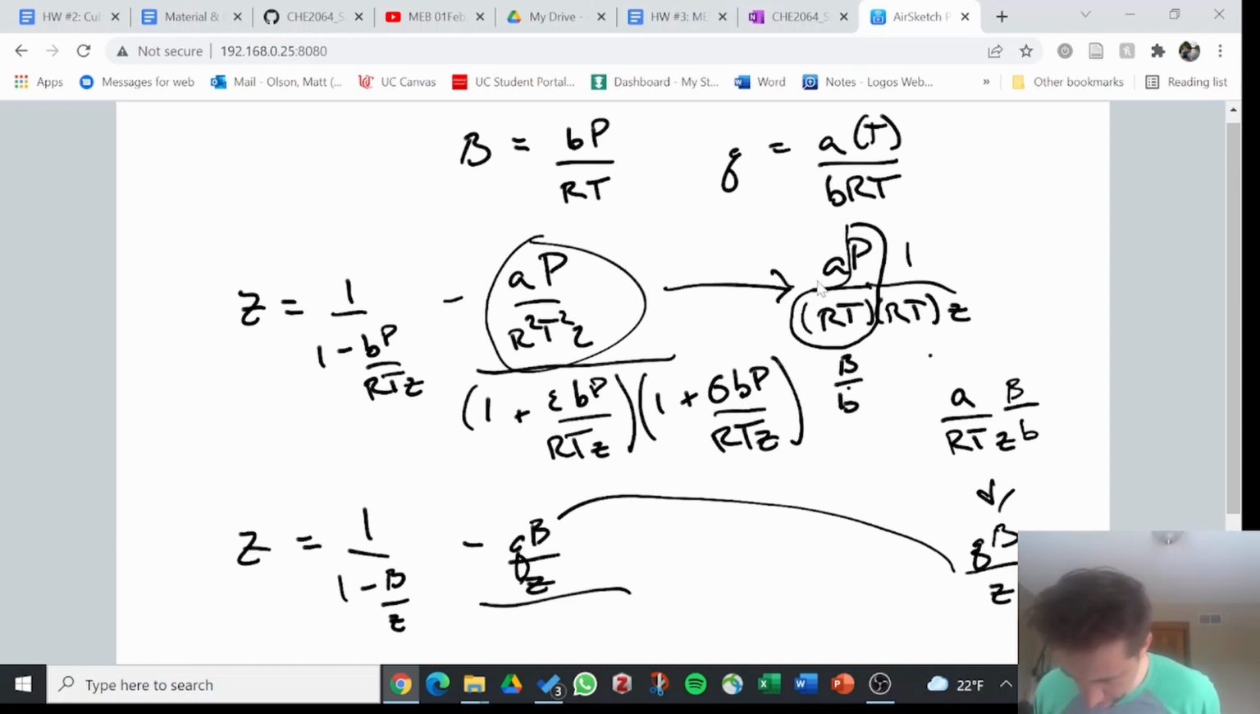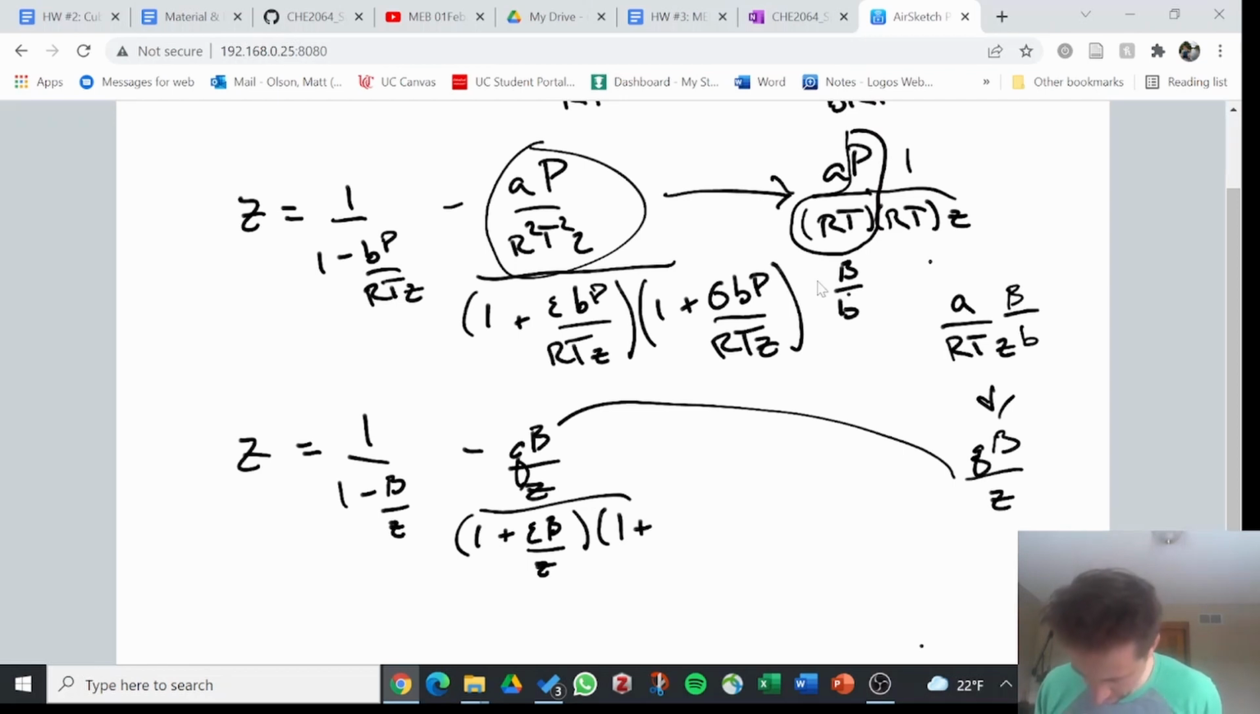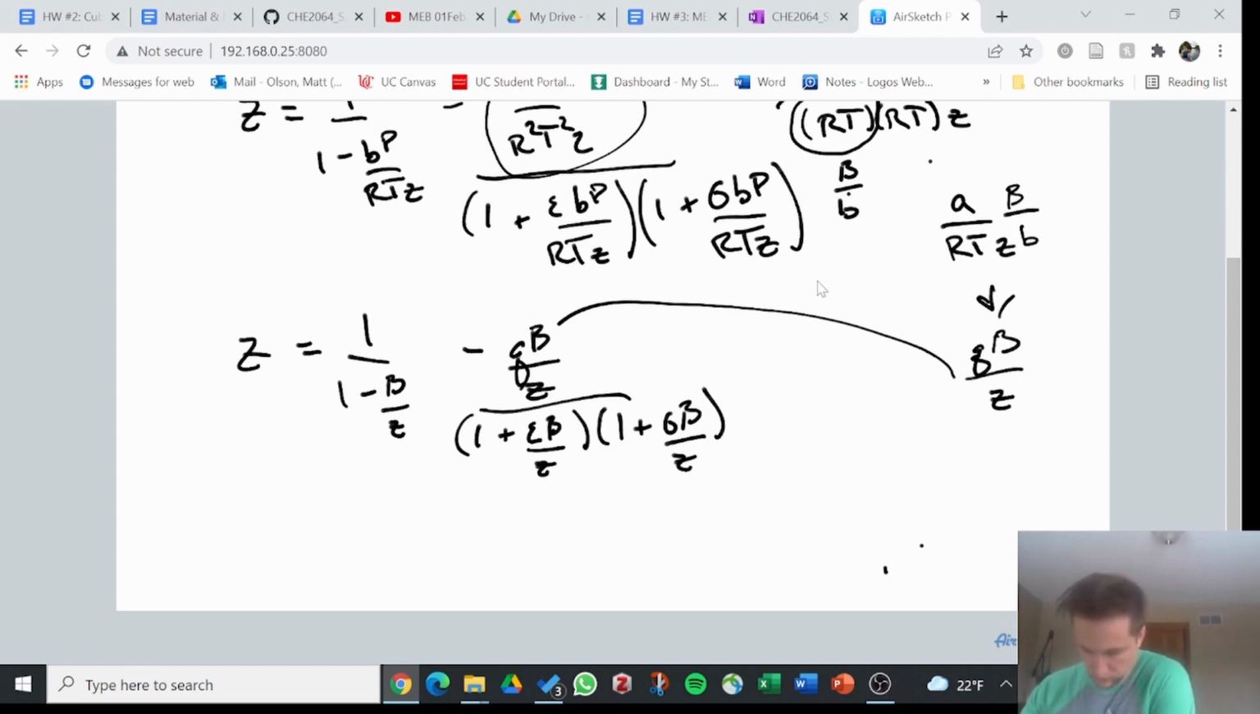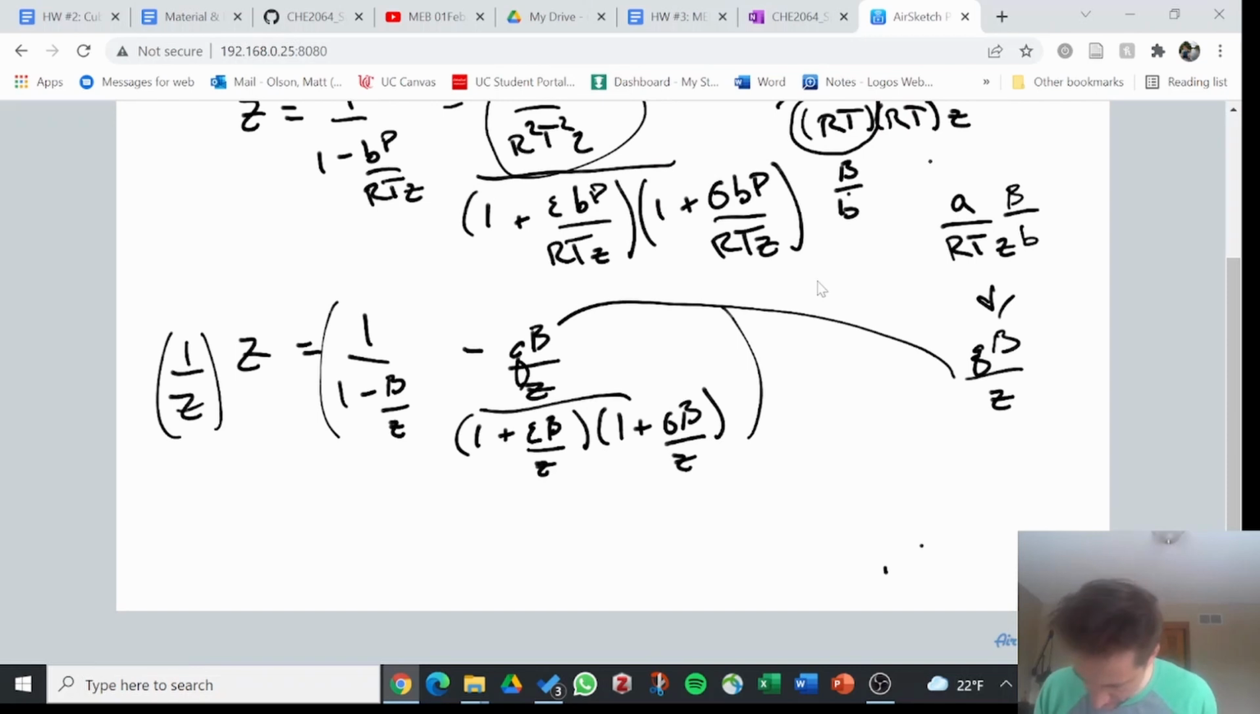That's going to leave us with 1 plus, substitute that beta in, do the same thing again, 1 plus sigma beta over Z. Okay, now we're getting closer, which is great. And so now what we're going to need to do is take the inverse, or divide by the compressibility factor on both sides, which will help us simplify this even further. Let's see where that takes us.